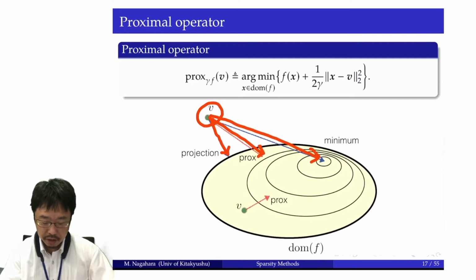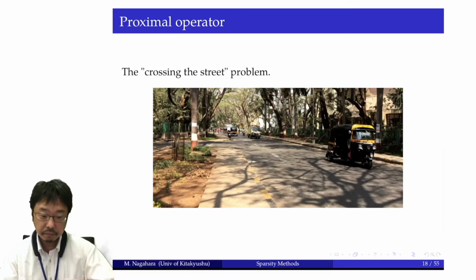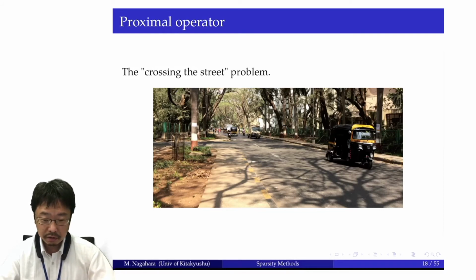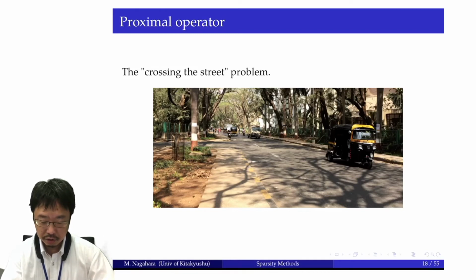Also, if V is inside domain f, its proximal operator moves V towards the minimizer like this. I will further continue an illustrative explanation of the proximal operator. This is a picture taken in IIT Bombay, Indian Institute of Technology, Bombay. I need to cross this street because I want to go to a chai restaurant over there.